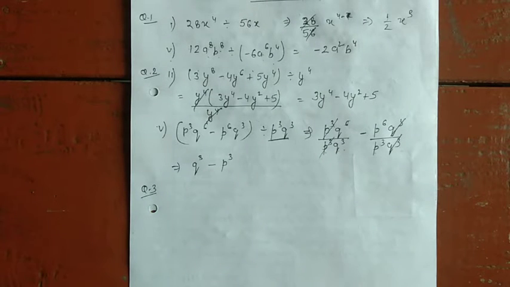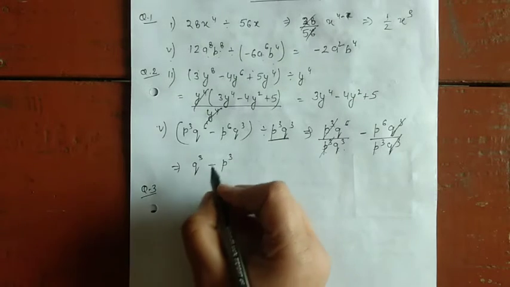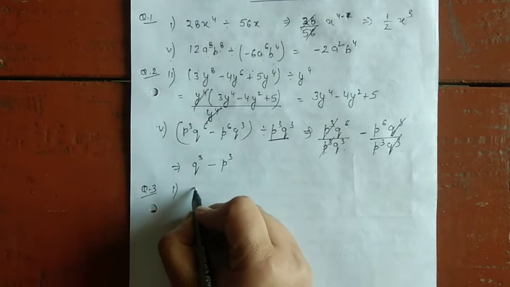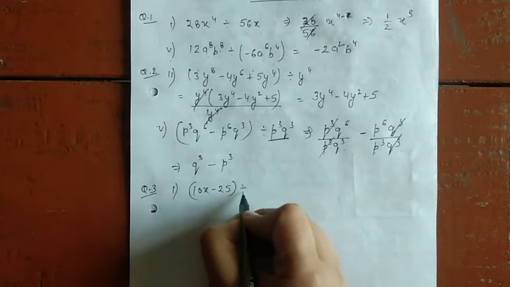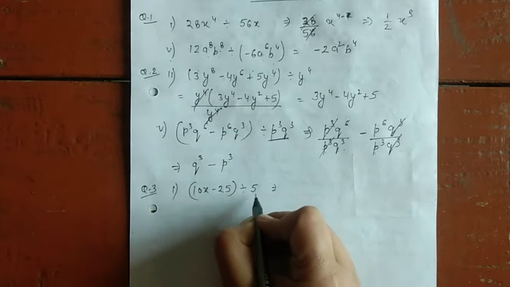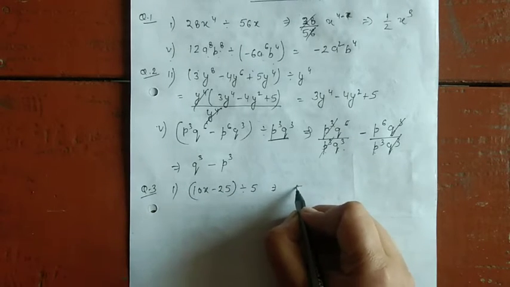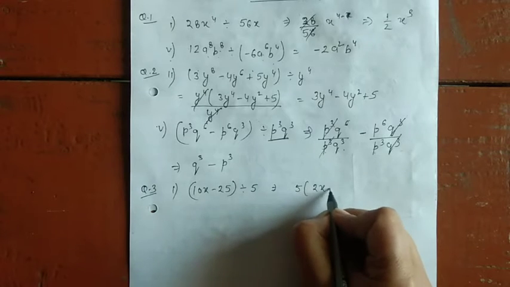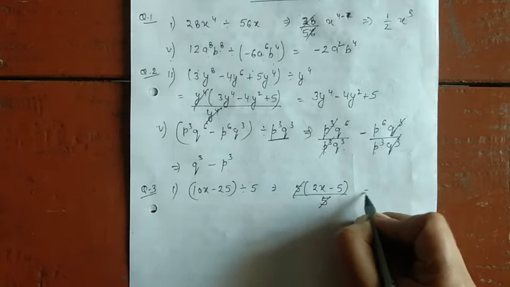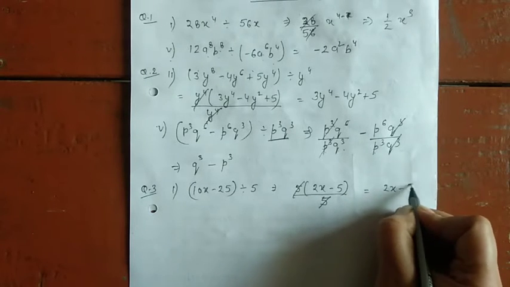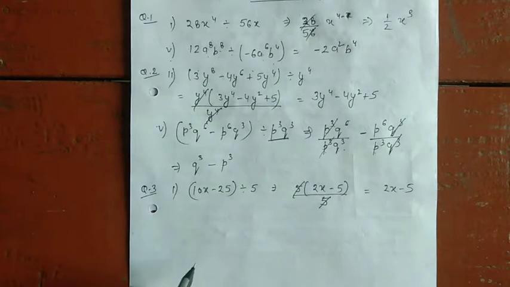In question number third, we have to do the divisions. Different types of divisions are there. Just see the first part. First part is we have to divide 10x minus 25 by 5, means by a monomial. So simply I am taking 5 as common. 2x minus 5 is the remainder upon 5. 5 will be cancelled out and the result is 2x minus 5. You can also take 5 as denominator in both of the terms.